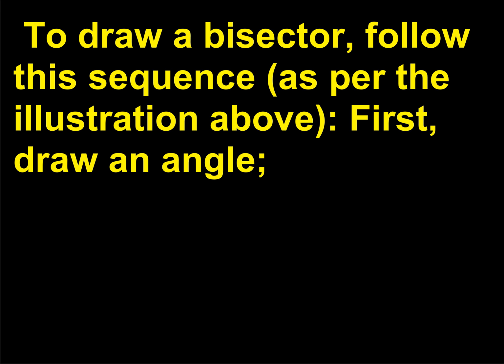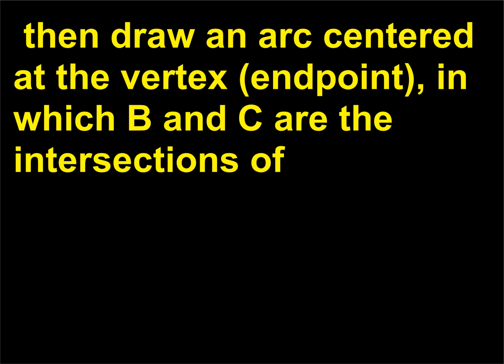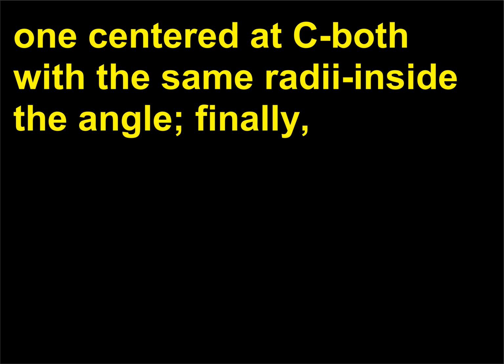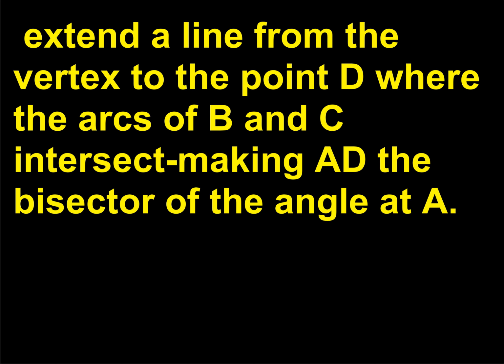To draw a bisector, follow the sequence, as per the illustration above. First, draw an angle. Then draw an arc centered at the vertex, in which B and C are the intersections of the arc and angle lines at equal distances from the vertex. Next, draw an arc centered at B and one centered at C, both with the same radii inside the angle. Finally, extend a line from the vertex to the point D where the arcs of B and C intersect, making AD the bisector of the angle at A.